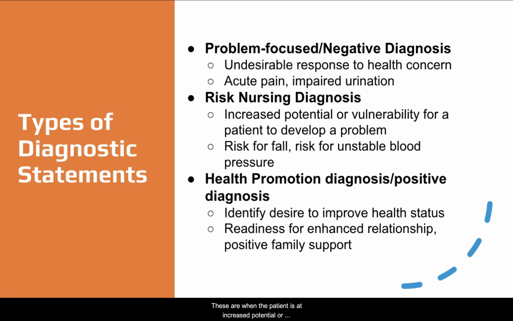Risk nursing diagnoses. These are when the patient is at increased potential or vulnerability for developing a problem. For example, risk for fall, risk for unstable blood pressure. So these are risks, right? For example, a patient gets admitted to the hospital, you do a Morse fall scale to see their chance of falling. And then you observe the patient and you say, okay, he's a little impulsive, so then you say, okay, risk for fall. That's your diagnosis. So now the patient hasn't fallen yet. It's still a risk, right?